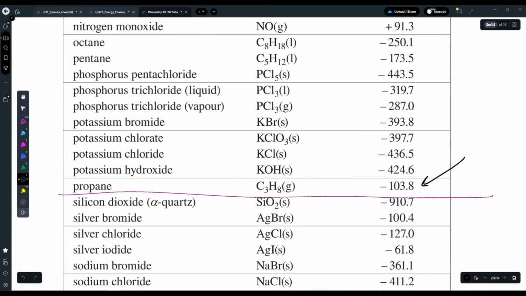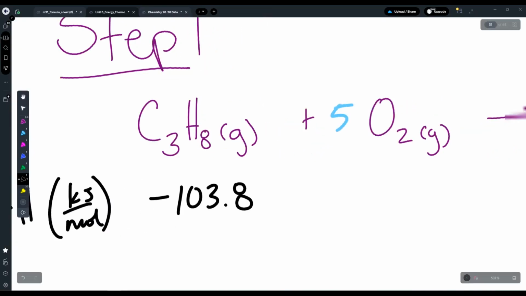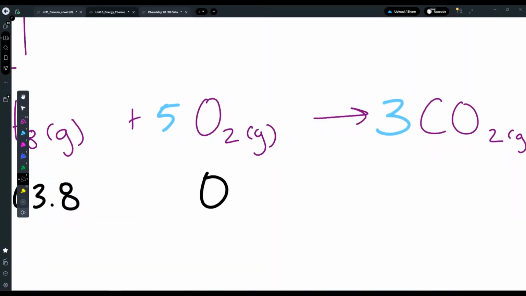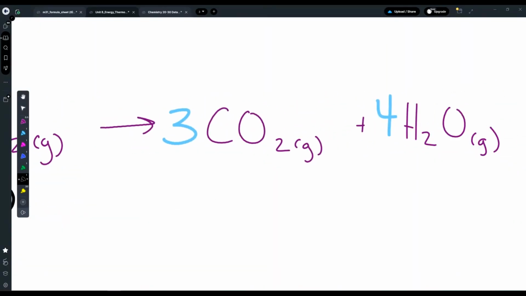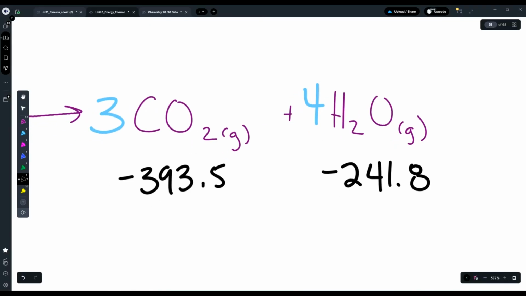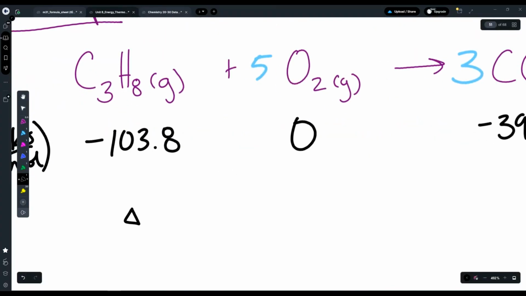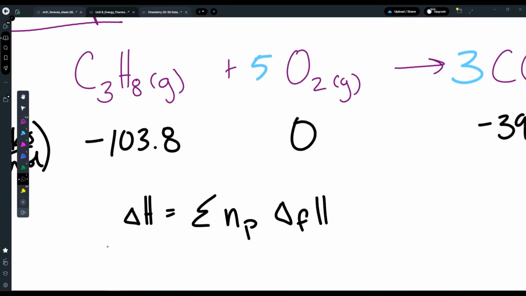So molar enthalpy of formation for propane, it's negative 103.8. Oxygen's an element, so it's 0. Negative 393.5. Negative 241.8. Products minus reactants.